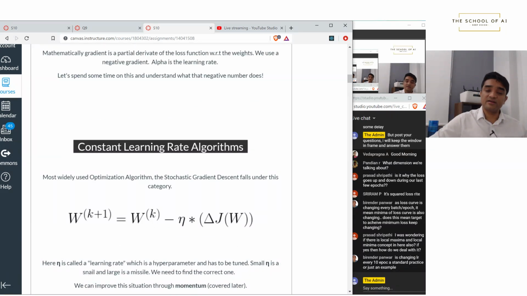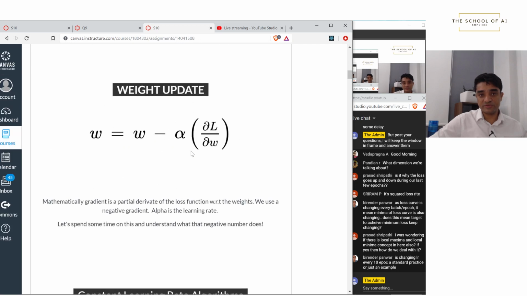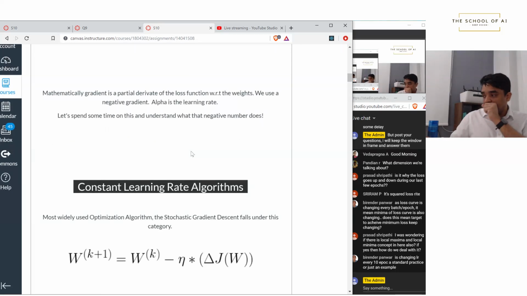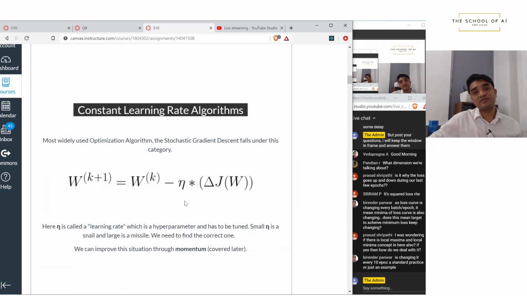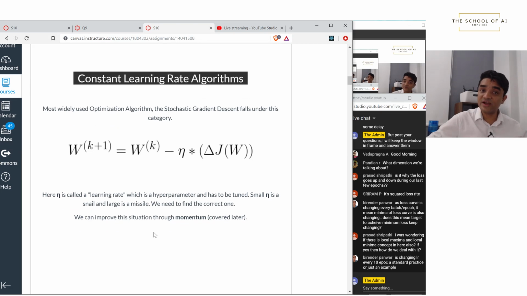Now, constant learning rate algorithm. This is what we have been using till now, which means that our alpha is not changing. Which means when you set your SGD alpha to 0.01 or 0.1, whatever you're going to set, it stays for the rest of the program. Now, this alpha is called the learning rate. It's a hyperparameter, and we have to find it. Right? We're going to see how exactly we find it also.